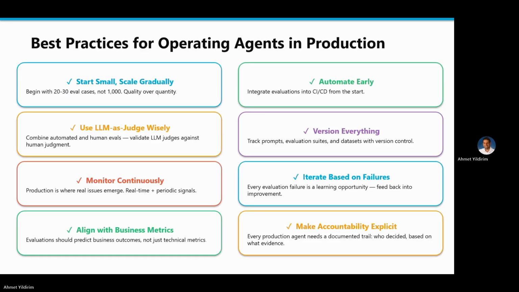The next one is version everything. That's because prompts, evaluation suites, datasets, all of it goes under version control. When something regresses in production, you need to be able to answer what changed, and that answer is needed immediately. So versioning is very important.